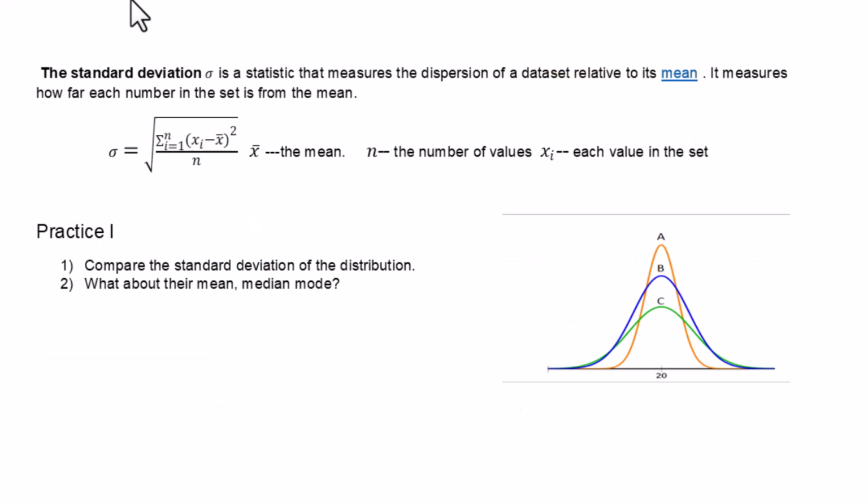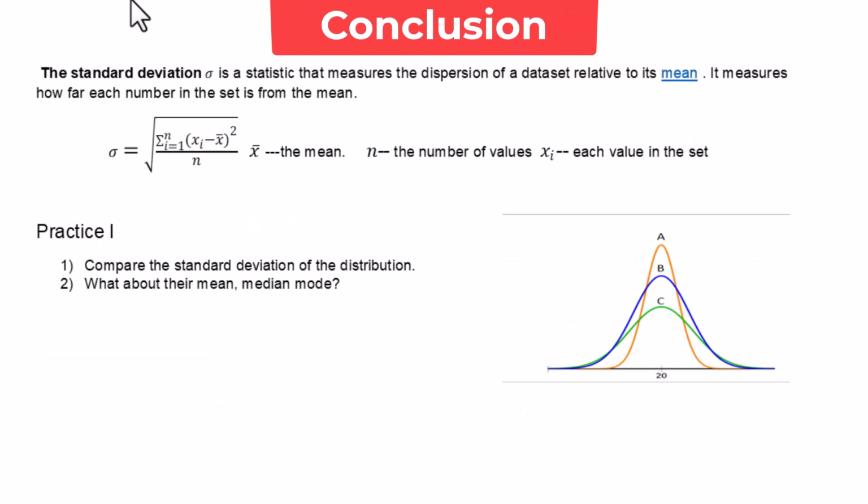The standard deviation sigma is a statistic that measures the dispersion of a dataset relative to its mean. It measures how far each number in the set is from the mean. This is the formula. X bar means mean. N is the number of values. Xi is each value in the set.